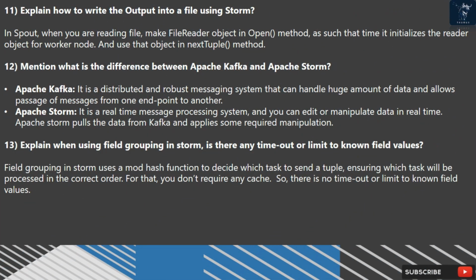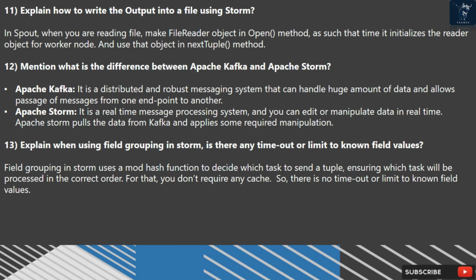11. Explain how to write the output into a file using Storm. In Spout, when you are reading a file, make a file reader object in the open method, such that at that time it initializes the reader object for the worker node. And use that object in the nextTuple method.